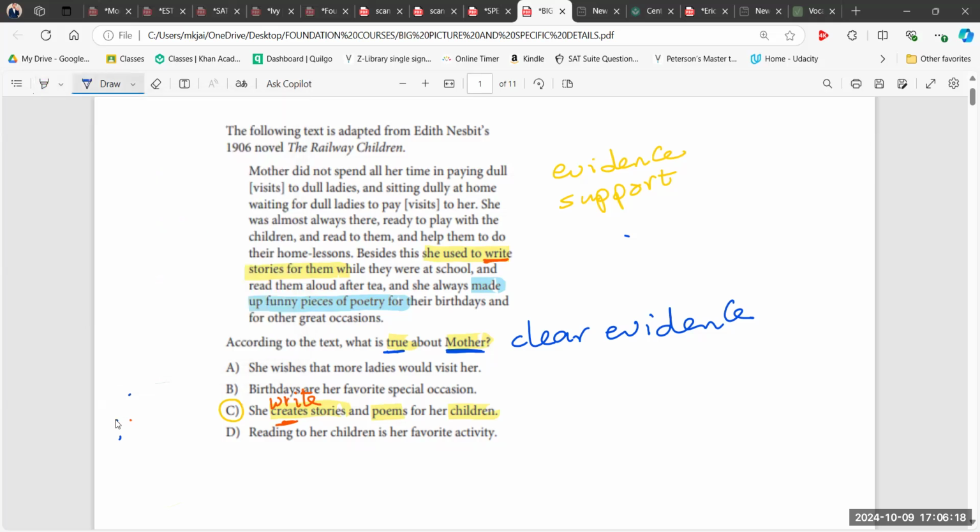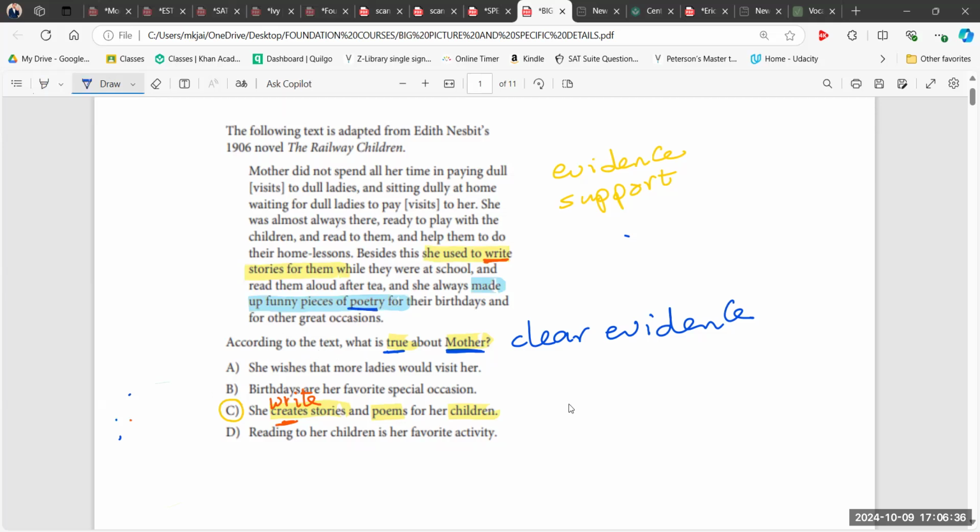So do I have "create poem"? No, I've got "made up pieces of poetry." See, all the time you will have synonyms. Okay, all right, so I've got support. So who can refute the other choices for me?